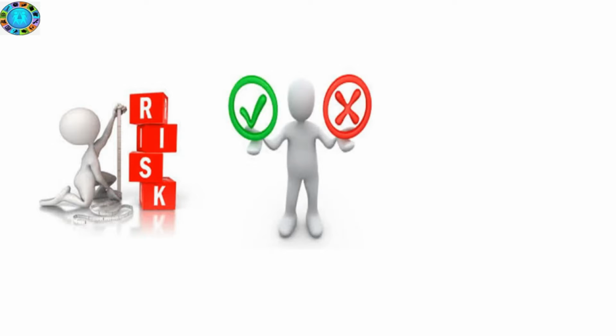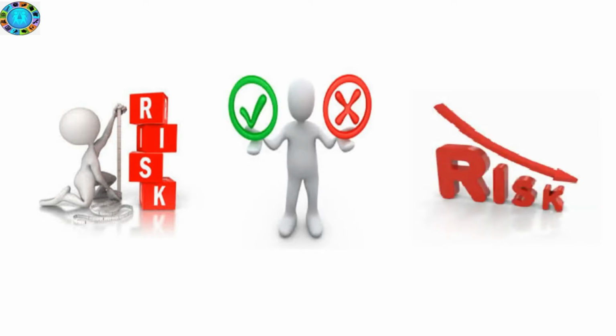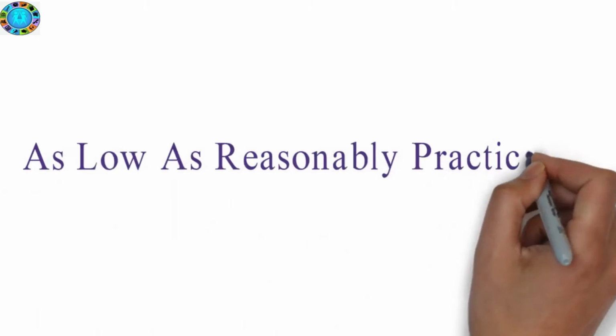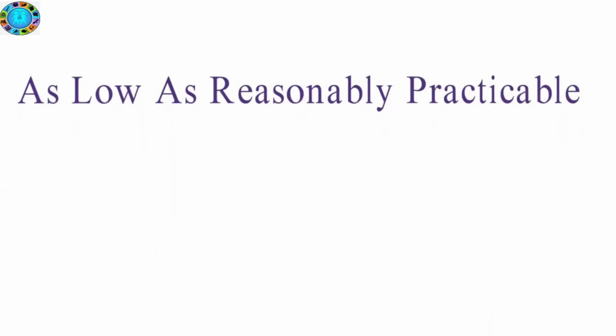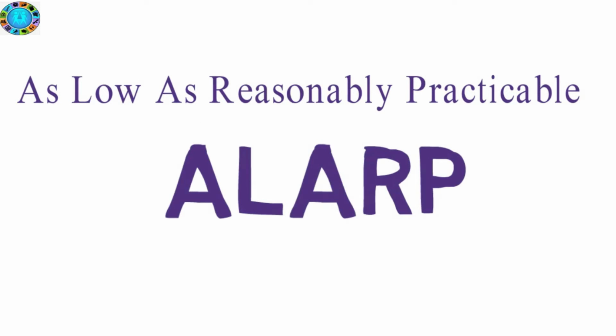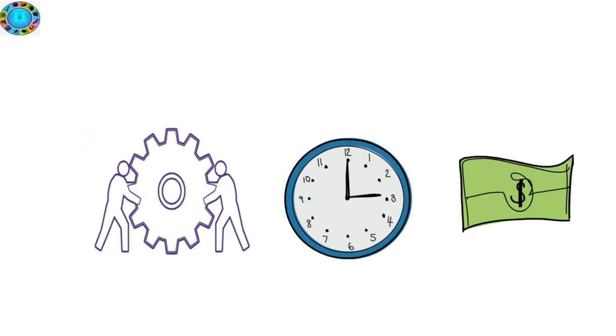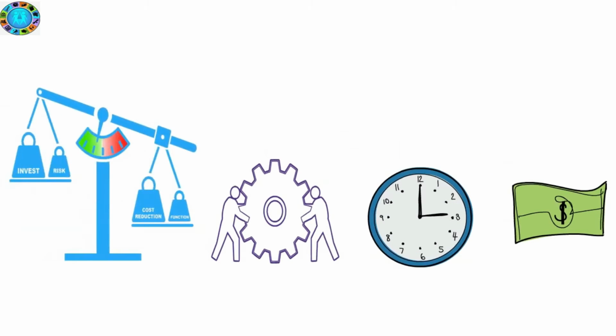In a safety case, companies demonstrate their ability to control and manage all possible risks that could lead to major accidents to as low as reasonably practicable, or what is called ALARP, where any additional risk reduction measure will cost effort, time, and money that are significantly disproportionate to the risk reduction value.